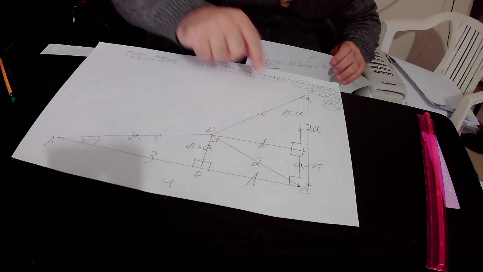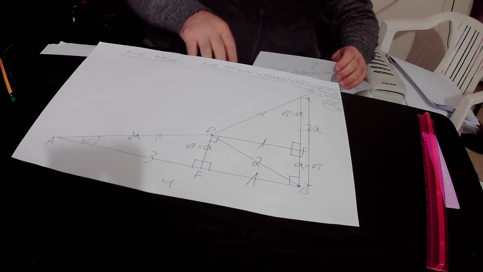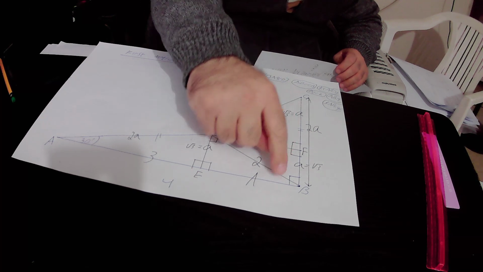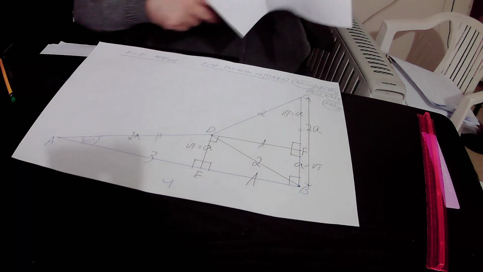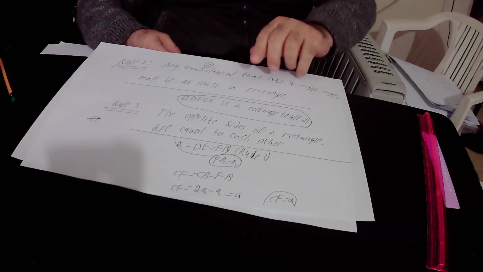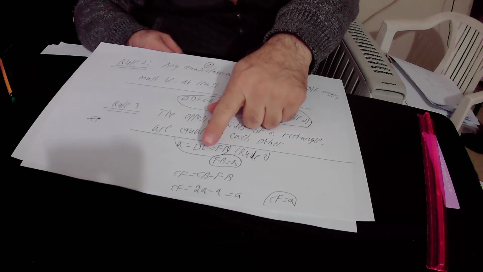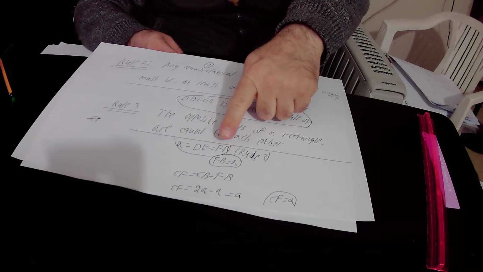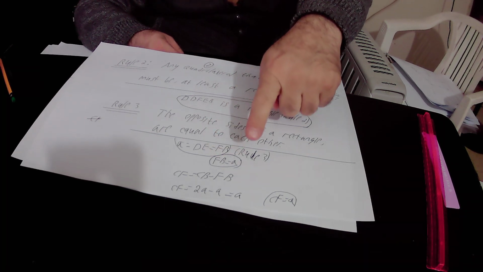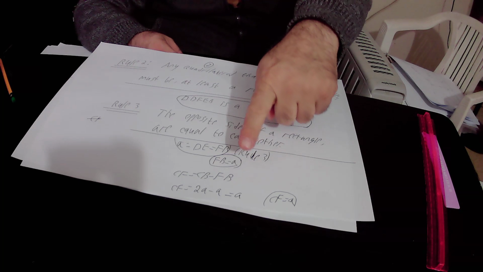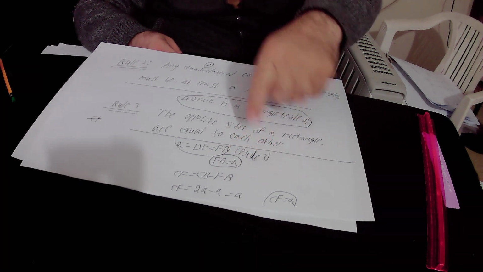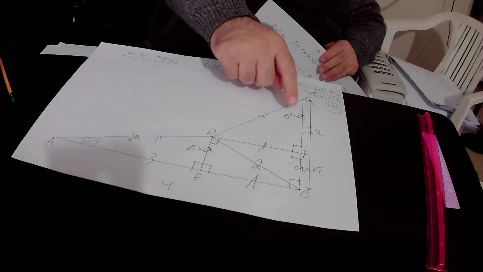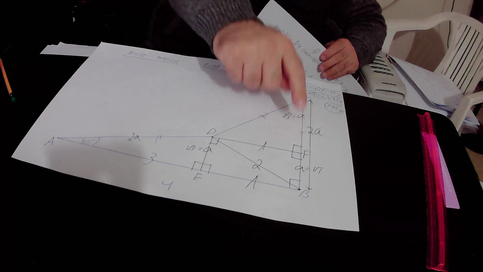From this equation, we will derive that FB also equals A. FB equals A. So what is the value of FC? FC equals CB minus FB. So CF equals CB, which is 2A, minus FB, which is A, so CF equals 2A minus A. That is to say, CF equals A. 2A minus A is A, so CF equals A.